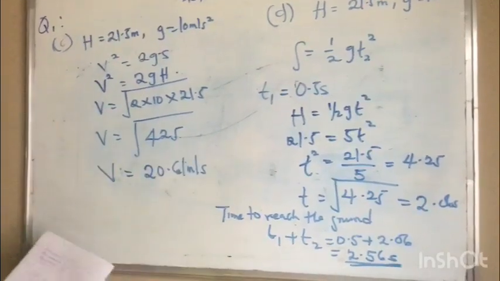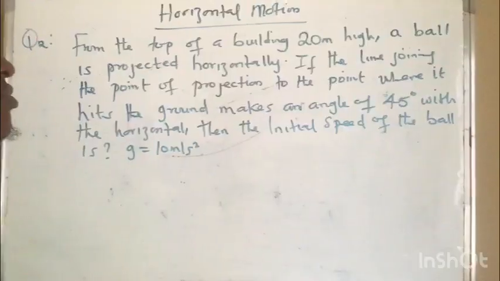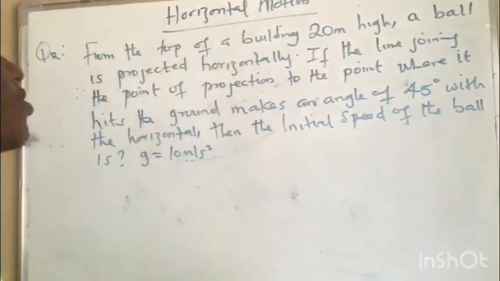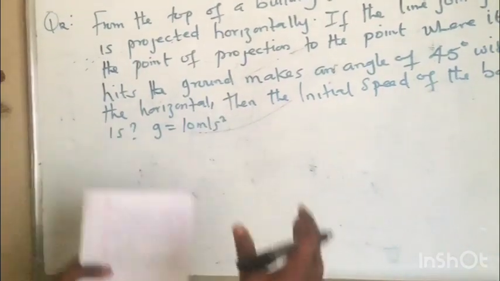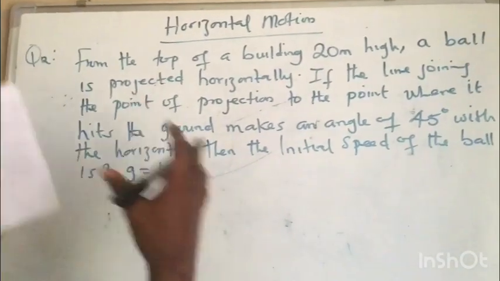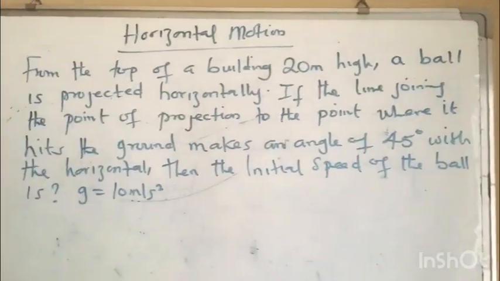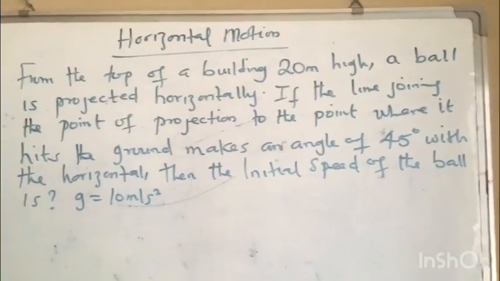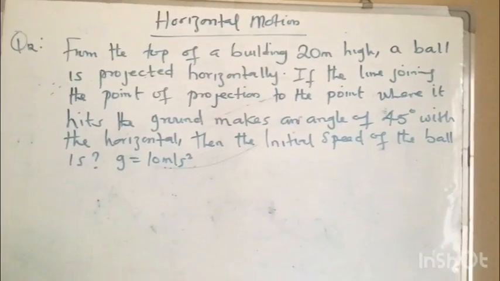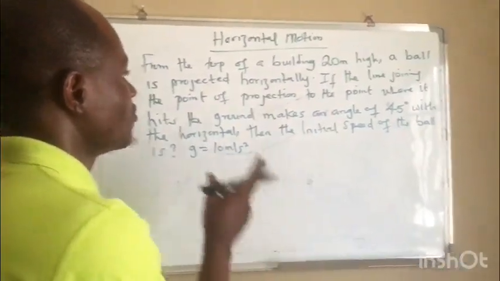See, that question combines both your upward motion and your downward motion. The second aspect under our kinematics that we want to look at today is horizontal motion. The first one we looked at is what we call motion under gravity, that consists of upward motion and downward motion. And the second part we want to look at is horizontal motion. Upward motion, downward motion, and this horizontal motion together make up what we call a projectile motion.